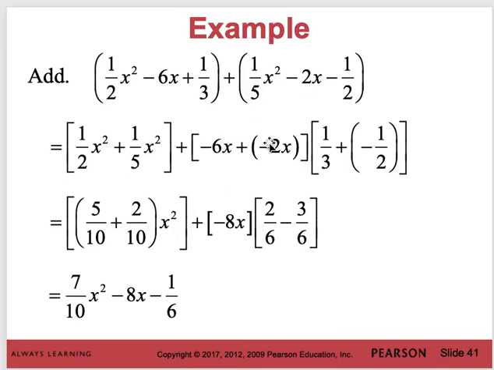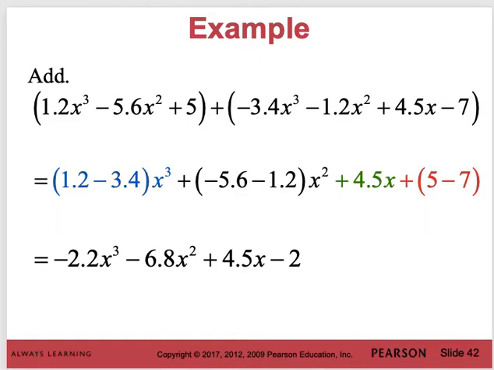and a negative 2x, which would equal negative 8x, and then plus our values without variables would be that 1/3 minus 1/2, and the least common multiple between 3 and 2 would be 6, so 1/3 is the same as 2/6, and 1/2 is the same as 3/6, and if we subtract 3/6 from 2/6, we'd be left with negative 1/6. So our final answer is 7/10 x squared minus 8x minus 1/6.